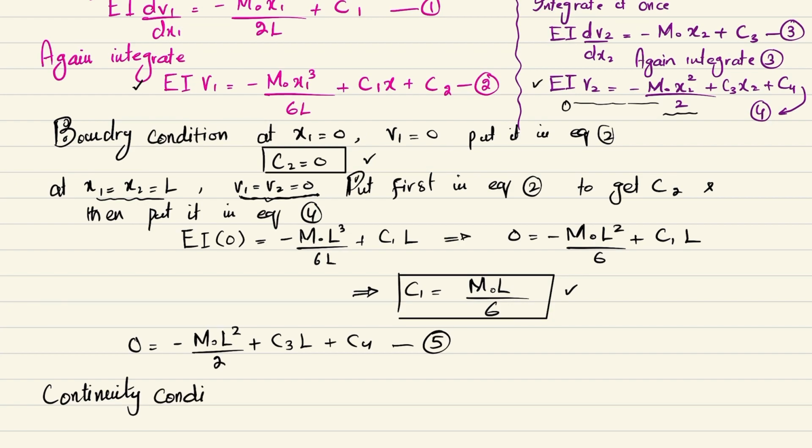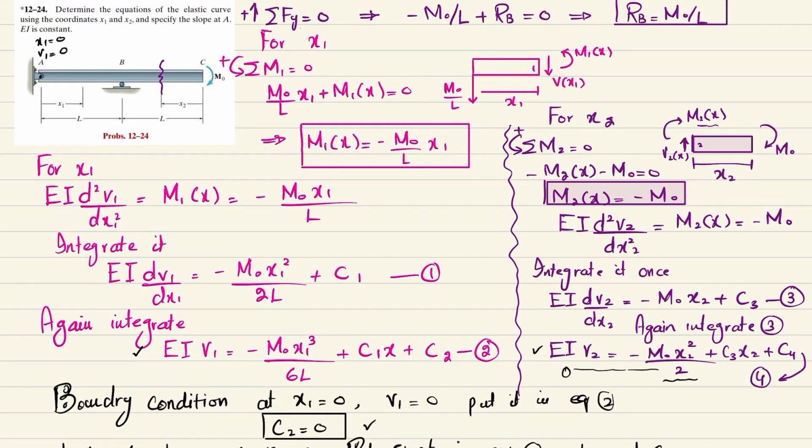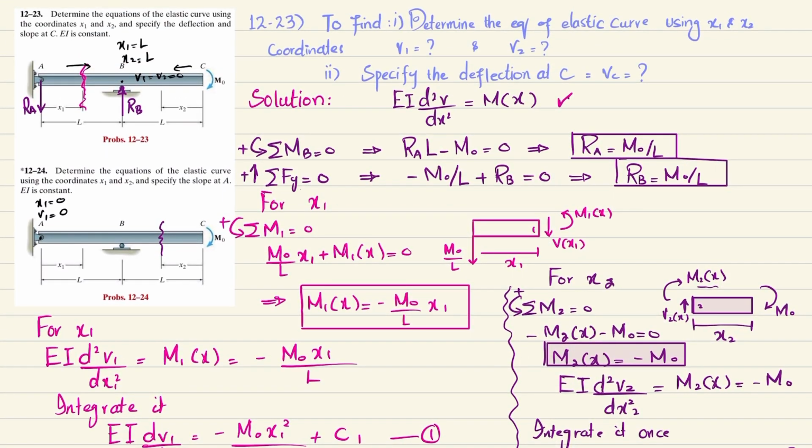And what is that continuity condition? This condition is that x1 is equal to x2 is equal to L. At this point, the deflection, which is dv1 over dx1 due to coordinate x1, will be equal to minus dv2 over dx2. So we are talking about this area at this point.